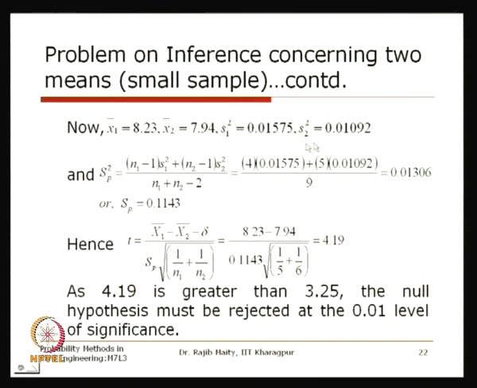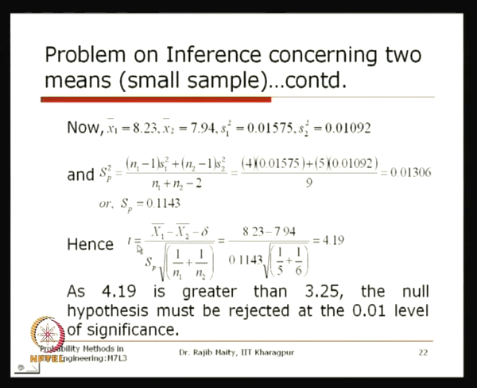Now, this pooled variance is n1 minus 1 times the variance of the first sample, plus n2 minus 1 times the variance of the second sample, divided by n1 plus n2 minus 2. So, we will just use this. For the first sample there are 5 observations, so it is 4 multiplied by its variance, and the second sample size is 6, so 6 minus 1, 5 times its variance, divided by 5 plus 6 minus 2, which is 9. So, we will get 0.01306. So, the SP here is equal to 0.1143.